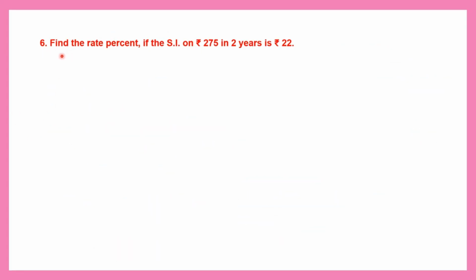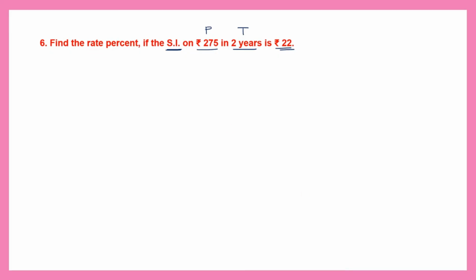Question 6. Find the rate percent. So this time we are asked to find the rate percent if the SI on 275 rupees in 2 years is 22 rupees. So what all have we been given? We've been given the simple interest, that is 22 rupees. We've been given the principal, which is 275 rupees, and we've been given the time. So we've been given simple interest, principal, and time, and we are asked to find the rate percent.